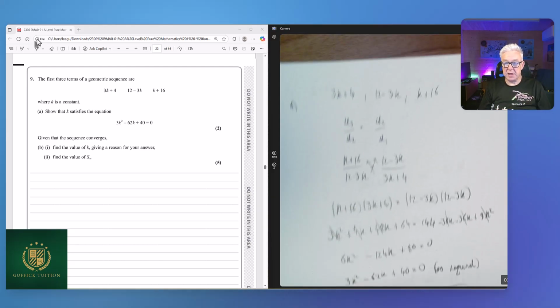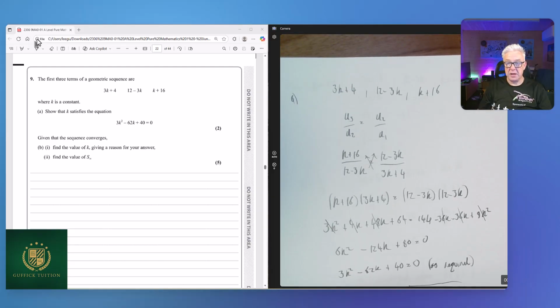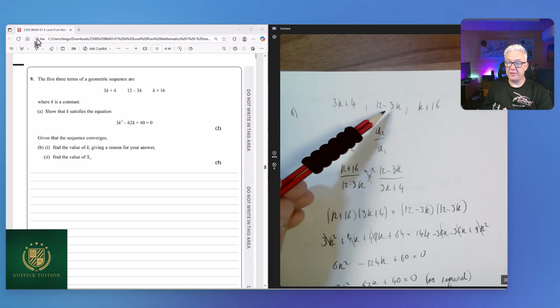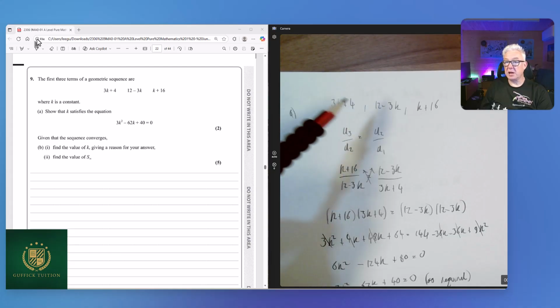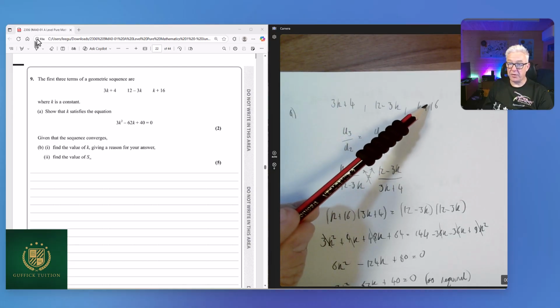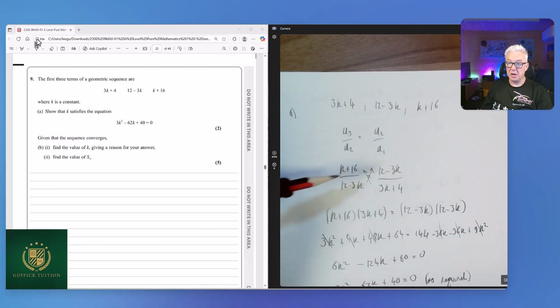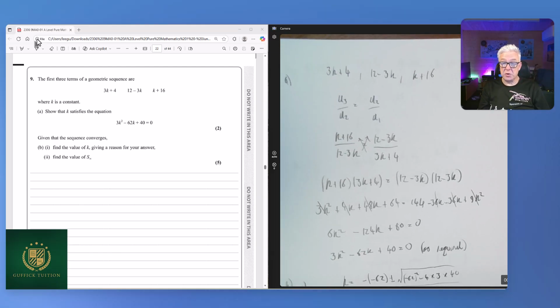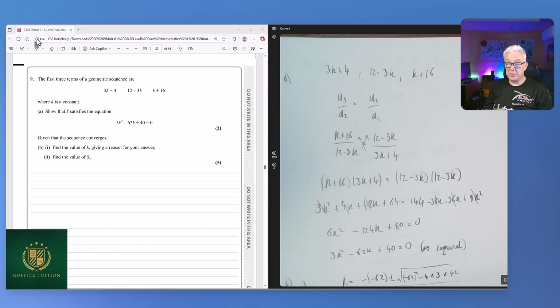Now we're going to use a standard technique here: in a geometric sequence we have a common ratio. So the second term divided by the first term gives the same number as the third term divided by the second. Such a common idea. So here the third divided by the second is equal to the second divided by the first. Very, very common idea. And what that enables you to do is, once you write that down, you can then cross multiply and get an expression to solve.